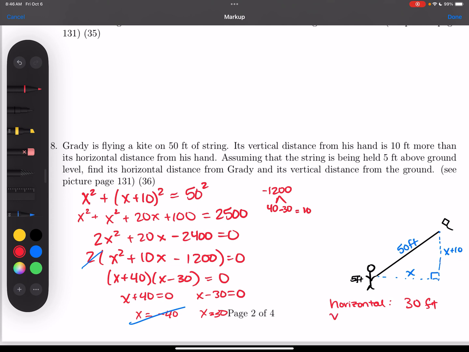Now the vertical one, this one's a little different because we want to know how far it is from the ground. Okay? So we need to account for this 5 feet here as well when we find the vertical. Okay, so we have the 5 feet from the ground, and then plus 30 plus 10. So 5 plus 30 plus 10. So that's going to be 45 feet for the vertical.